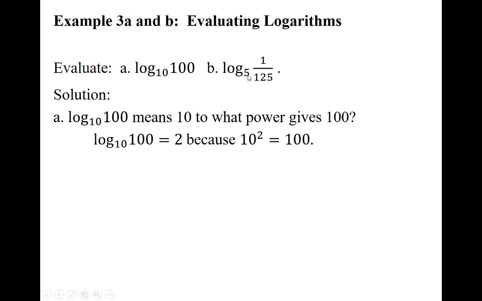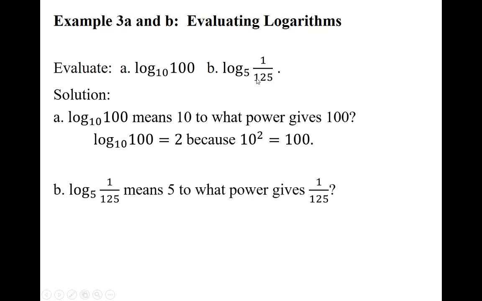Here in B, we want to turn 5 into 1 over 125. Turning a number into a fraction means we have a negative exponent. 5 to the third would be 125, so this must be -3. 5 to the negative third is 1 over 125. So log base 5 of 1/125 is -3.